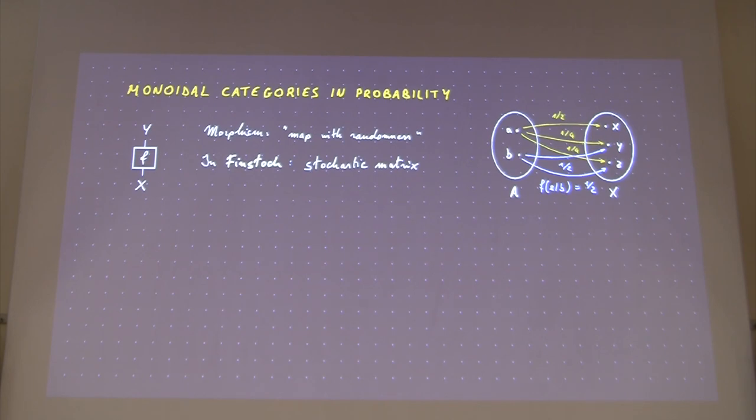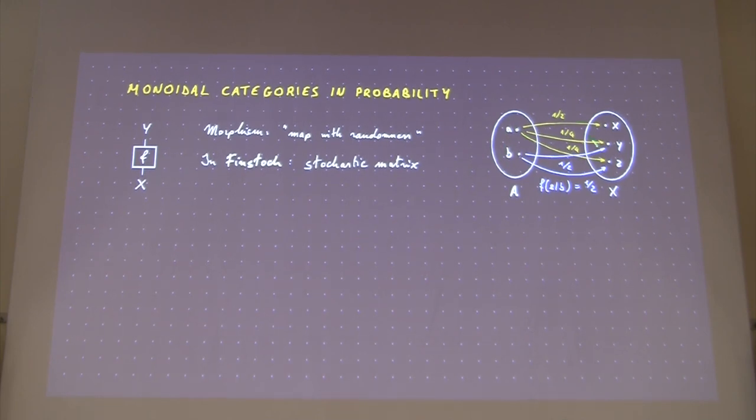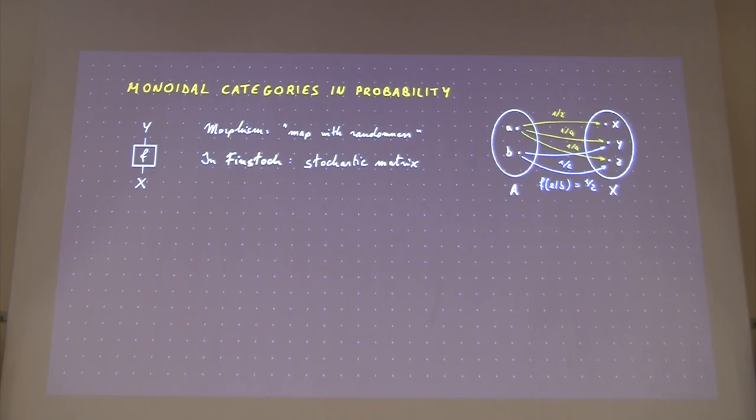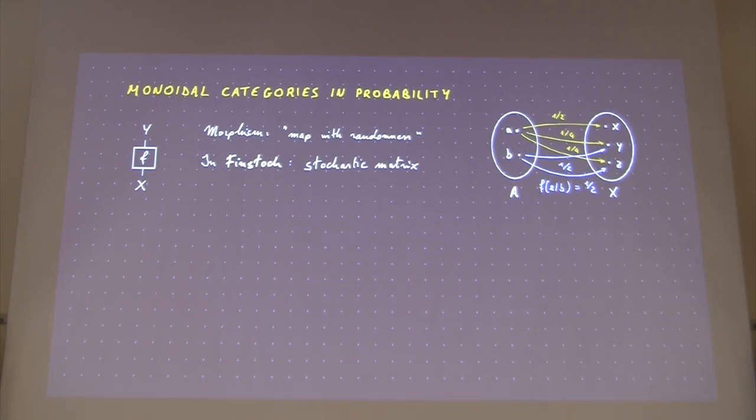And in most of our examples, you can think of a morphism as being a map, like imagine a function that has some randomness. So for example, here you see, from each point of the set A, we have transitions to some point x with some probabilities, okay? So concretely, this is going to be a matrix, and each entry of the matrix is a number from 0 to 1, and the sum of each column is going to be 1, so this is a stochastic matrix, with the usual composition. That category is called this one.